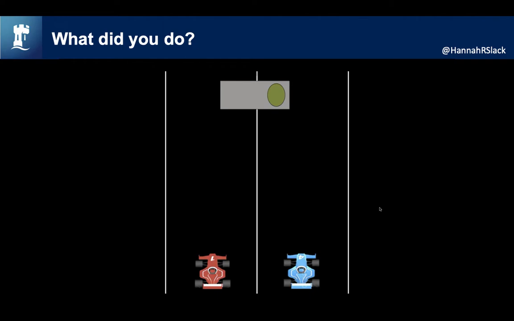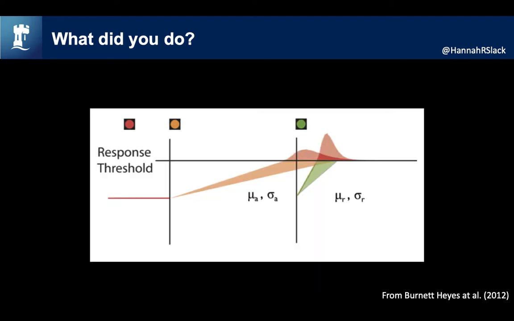Whereas a reactive response happens when you wait until the green light is on the screen before responding. This type of response does not require any predictions about what will happen as a result of your response. You're just responding to something flashing up on the screen, so this does not require your forward model. Okay. So using an equation defined by Burnett, Hayes et al.